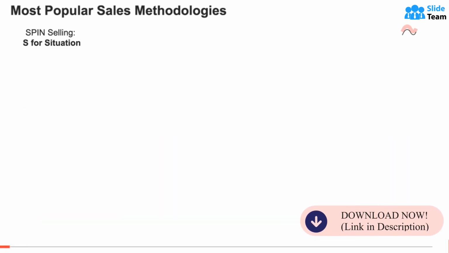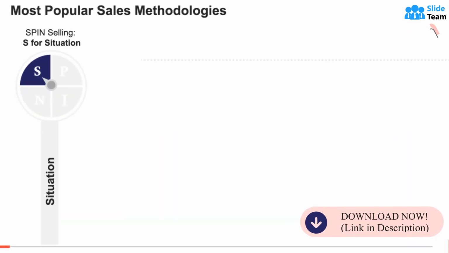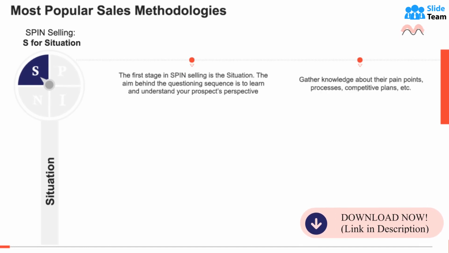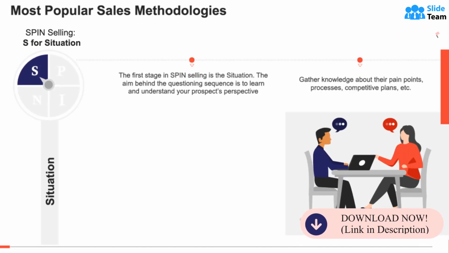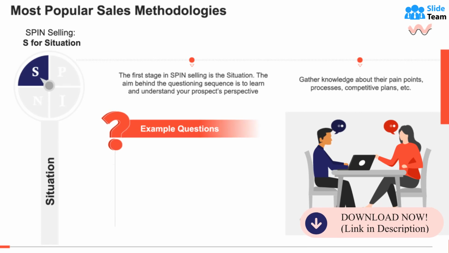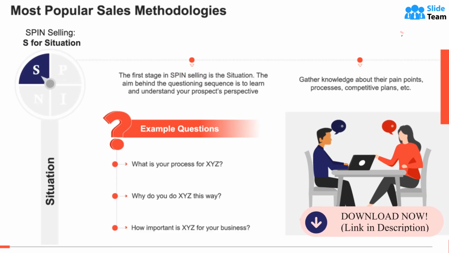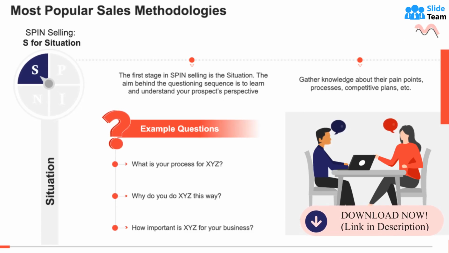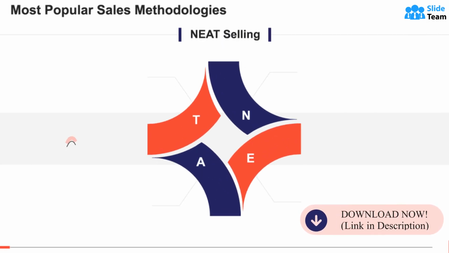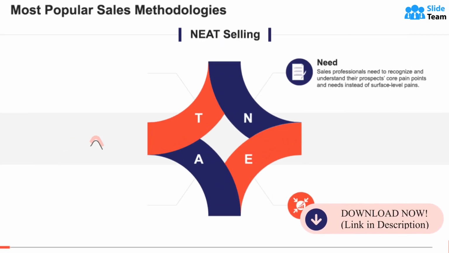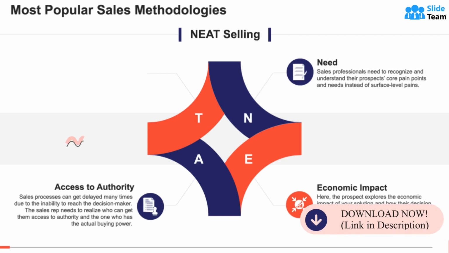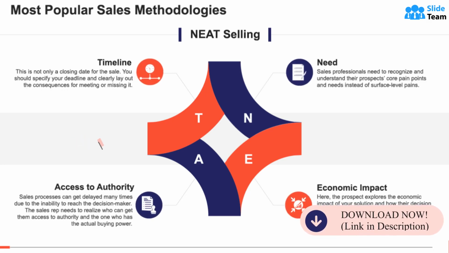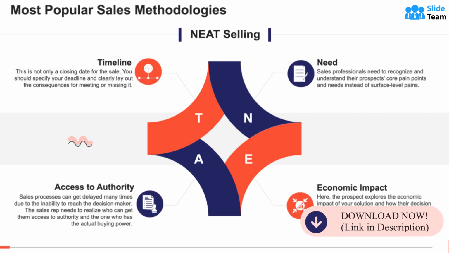SPIN selling is a four-stage process where a salesperson asks a set of questions to the prospect. These questions help gather information about customers' pain points, processes, competitive plans, and much more. Need selling focuses on listening and understanding first. It helps you understand your prospects' needs while eliminating those who would not be a good fit for your solution.